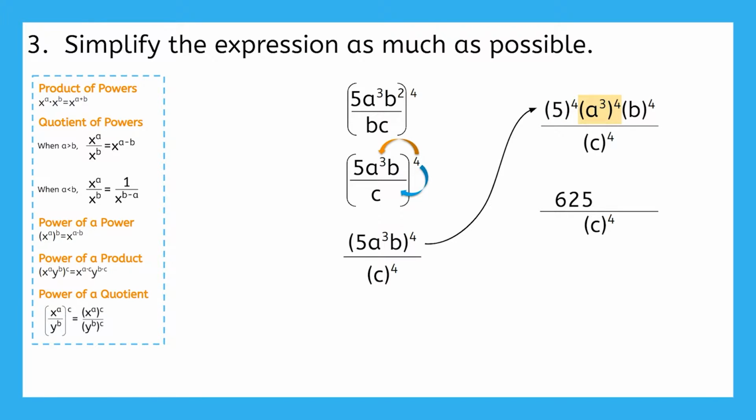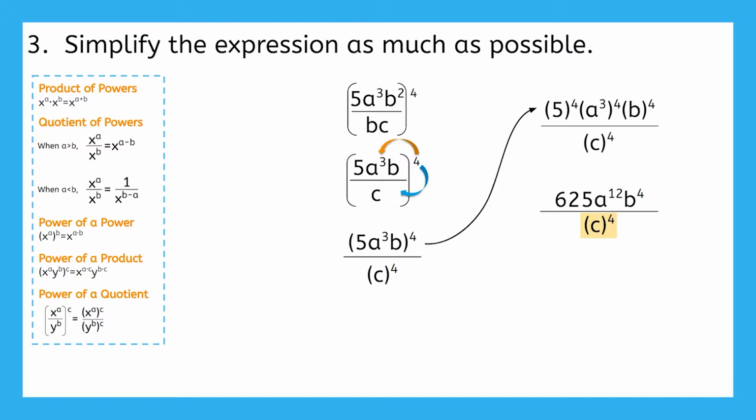A single element with a power raised to another power? You got it. The power of a power property. We can multiply these exponents, giving us a to the power of 12. Now all that's left in the numerator is b to the power of 4, which is already simplified. Is this numerator simplified now? Yes. What should we do with the denominator?